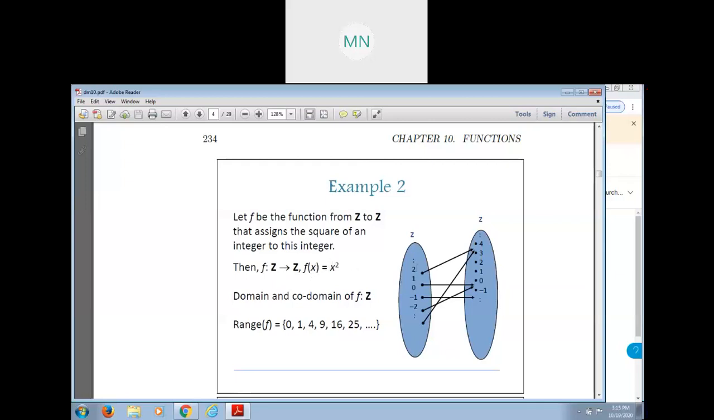Okay. See that Z. Now tell me, the elements of Z are what? Z means the set of integers. So the elements of Z are what?